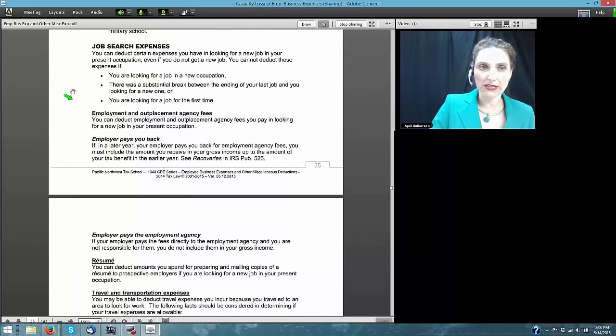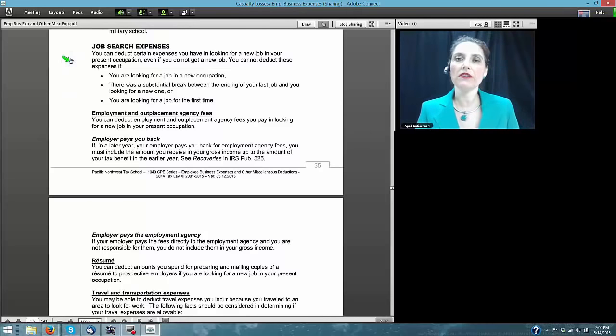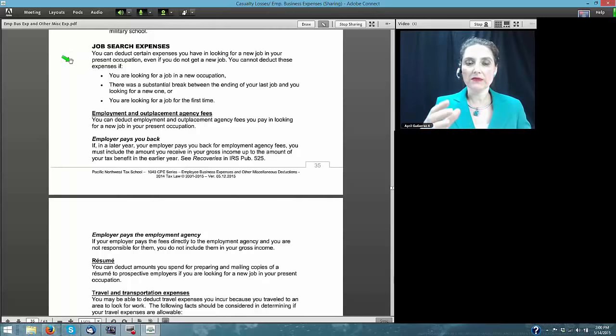Job search expenses. These are a little bit like education expenses. You can only deduct education expenses for your current profession. You cannot deduct expenses that qualify you for a new profession. And with job search, they got the same darn rule. You can deduct certain expenses you have of looking for a job in your present occupation, even if you do not get a new job, but you cannot deduct these expenses if you are looking for a job in a new occupation.